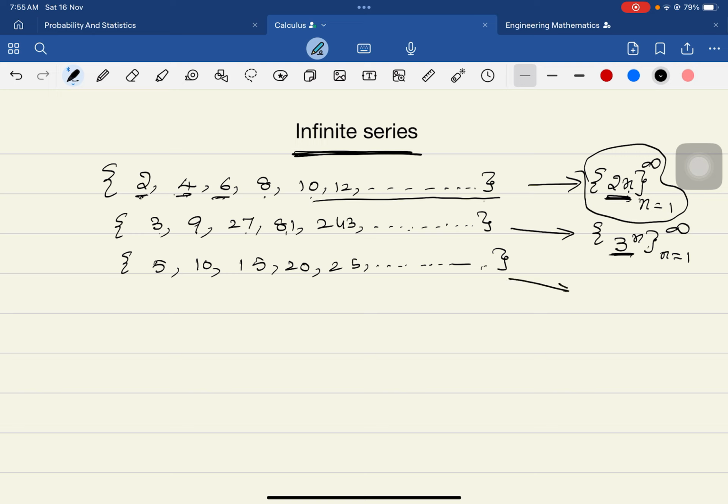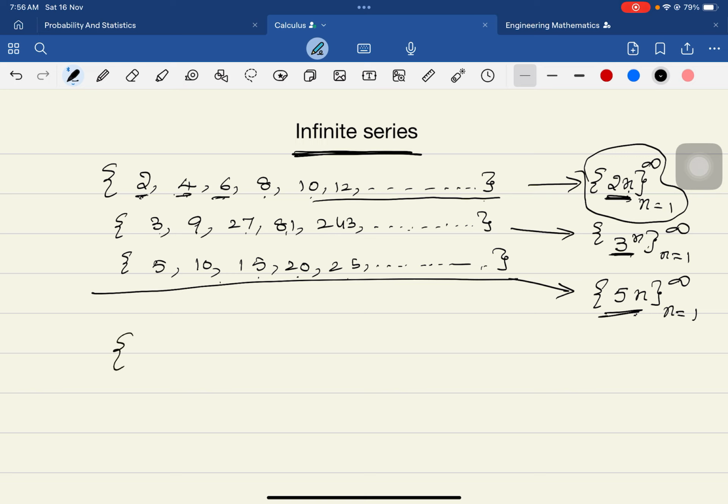Now coming to this one, what is the hidden formula? Yes, you are right. It is 5 times n, where n starts from 1. When n is 1, you get the first number. When n is 2, you get the second number. 5 into 3, 5 into 4, 5 into 5, and so on. So this is a formula or function which defines the whole infinite series. Even for n is 1000, you are able to tell.